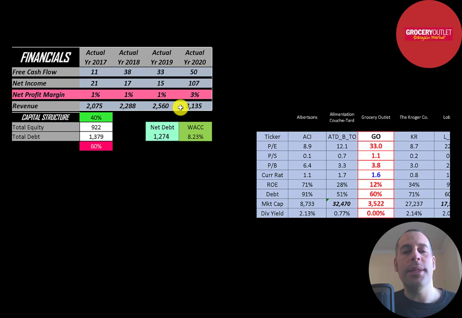COVID has really helped this company because people are not eating out as much as they were and going to discount chains like this. You can see their margins are pretty low, as most grocery stores are, 1%, but it jumped way up to 3% in 2020.